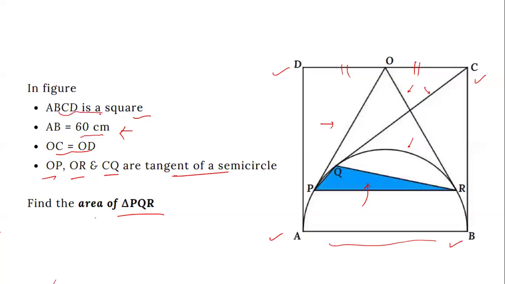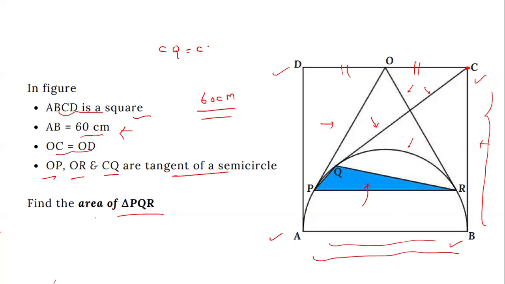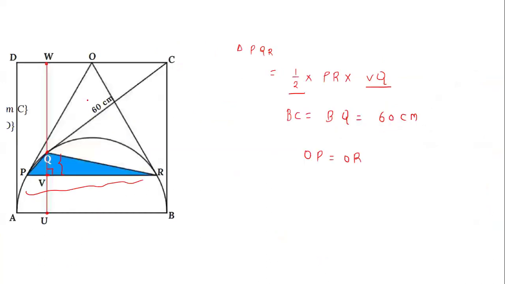And ABCD is a square. There is one property of the tangents: from the point C, there are two tangents to the semicircle. One is this CQ and one is this CB. ABCD is a square, so if AB length is 60 centimeters, this CB length is also 60 centimeters. From the property of the tangent, we know that the CQ length is equal to the CB length. So if CB is 60 centimeters, this CQ length is also 60 centimeters.